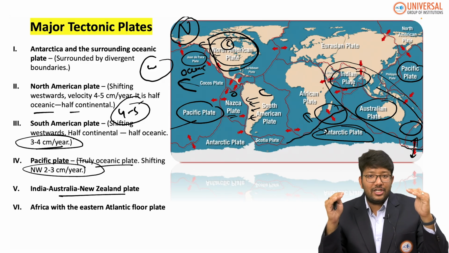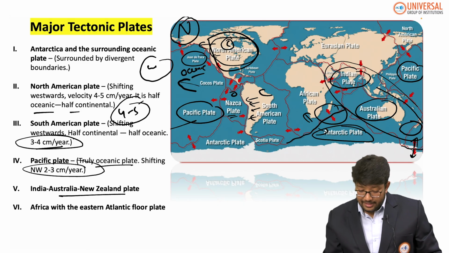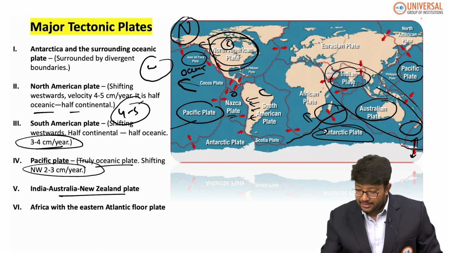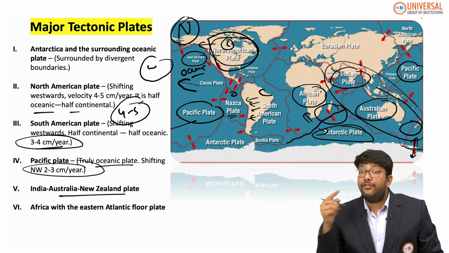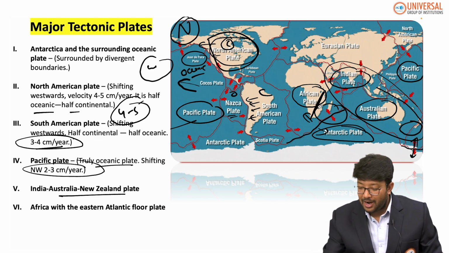The Indian and Eurasian plates are colliding. That's how the Himalayas formed. Remember? Fine. The sixth plate is the African plate. These are our African plate. The African plate is in the news nowadays because of the drifting, because of this part.